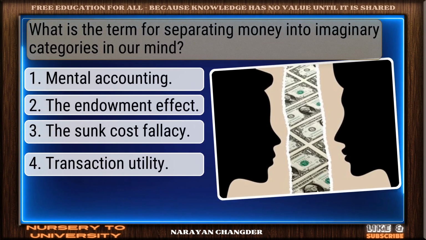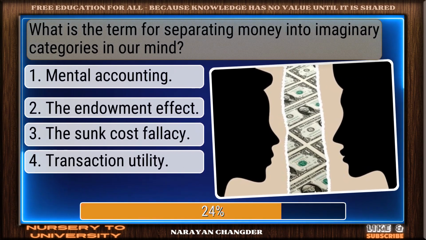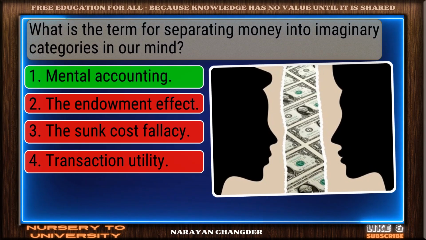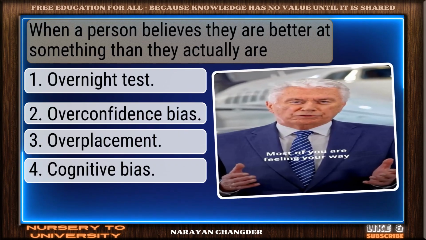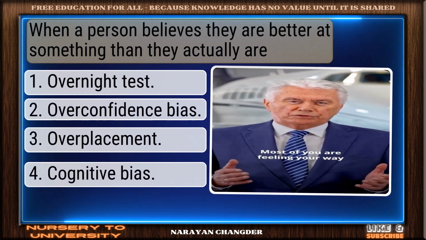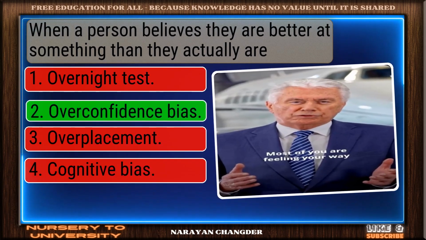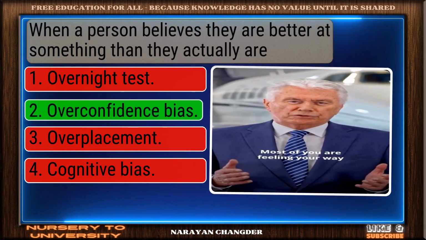What is the term for separating money into imaginary categories in our mind? On track, mental accounting is the correct answer. When a person believes they are better at something than they actually are. Well picked. Overconfidence bias is the correct answer.